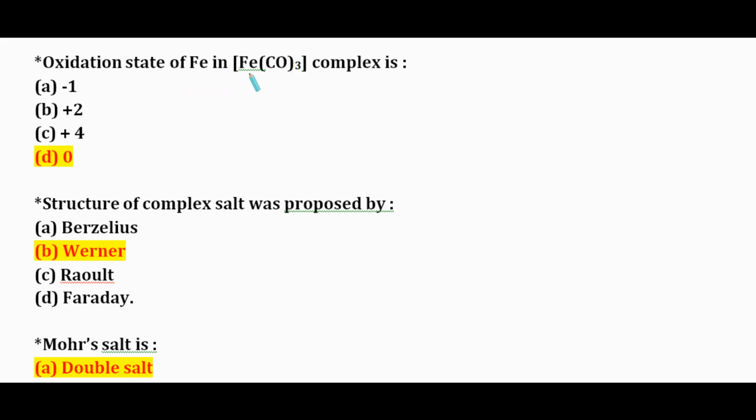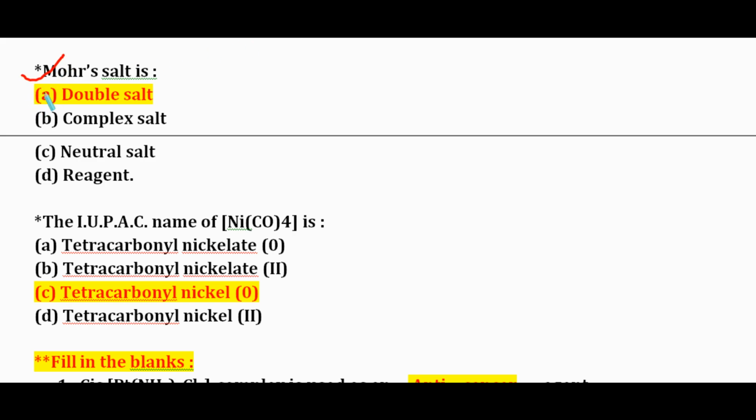The oxidation state of Fe in the Fe(CO)5 complex is 0, because carbonyl is a neutral ligand. The structure of complex salts was proposed by Werner. Mohr salt is an example of a double salt. The IUPAC name of Ni(CO)4 is tetracarbonylnickel(0).